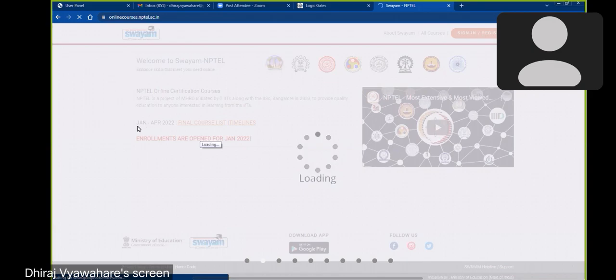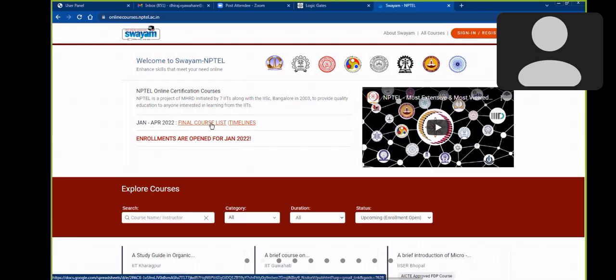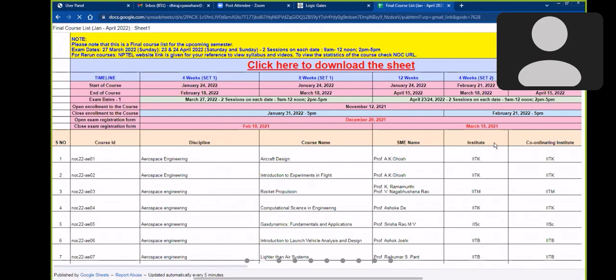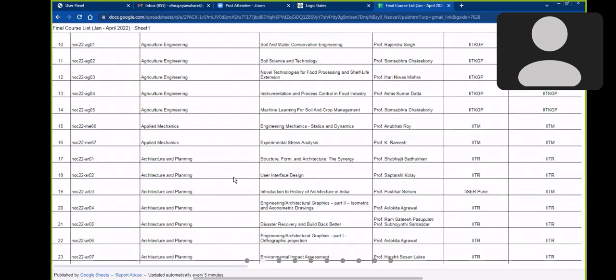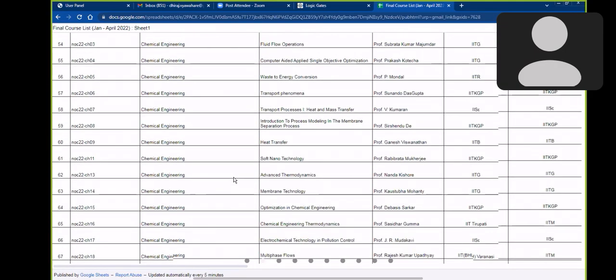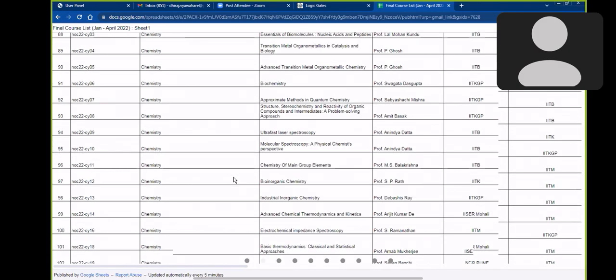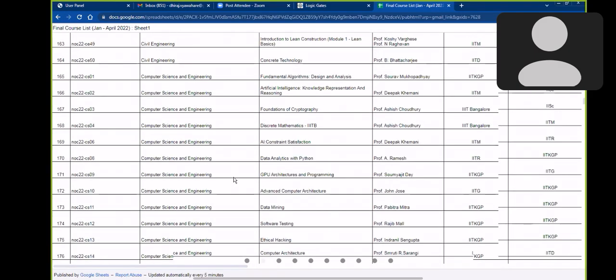The course list has been given to you for January to April. This is the final course list, and the timeline is also given. When you click on that, it will show you how many different courses there are. Suppose you want to join the course related to introduction to C language. You just scroll through these different courses. This is computer science.